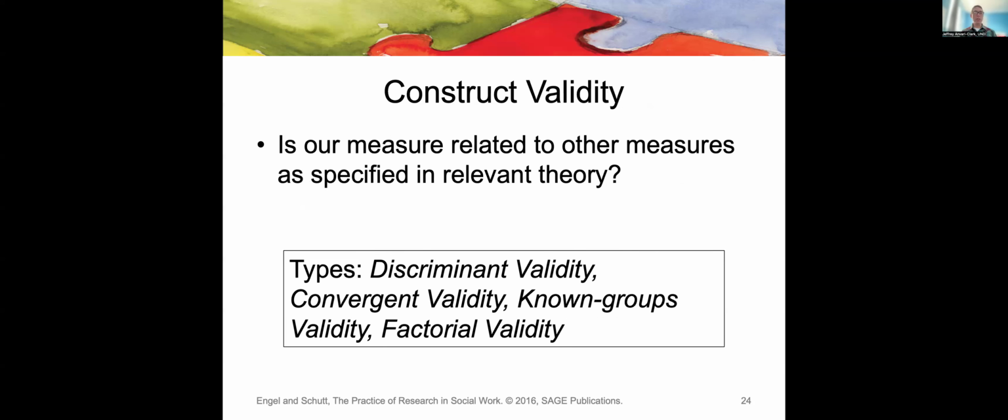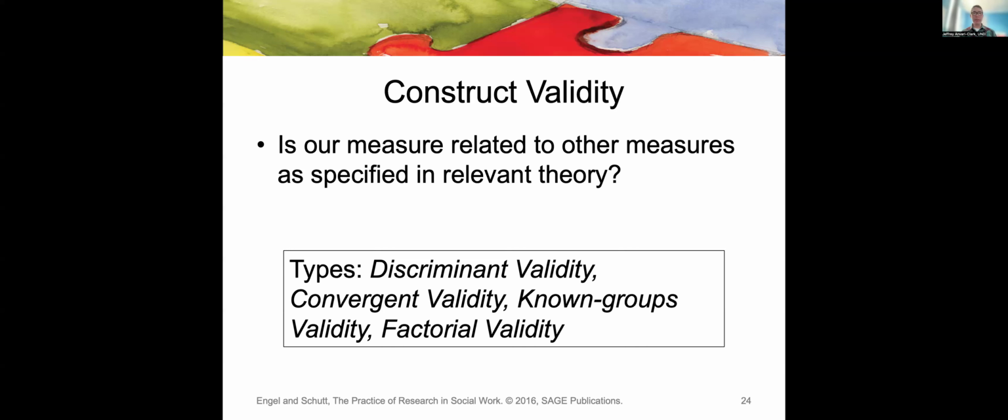This has to do then with the idea, the concept. Okay. And so is it related as a measure to other measures that are relevant in that theory? And so this is based on the theory. Is our measure similar to others? So, are we measuring financial well-being or depression or stress in the same way as other people have measured it?